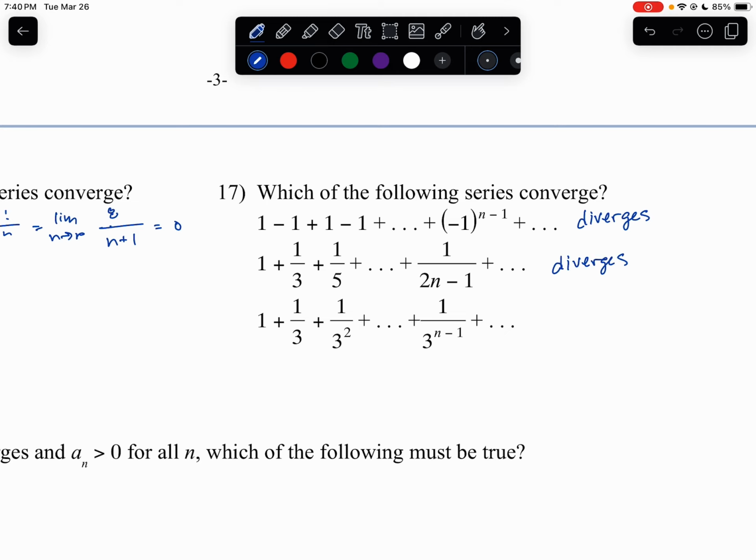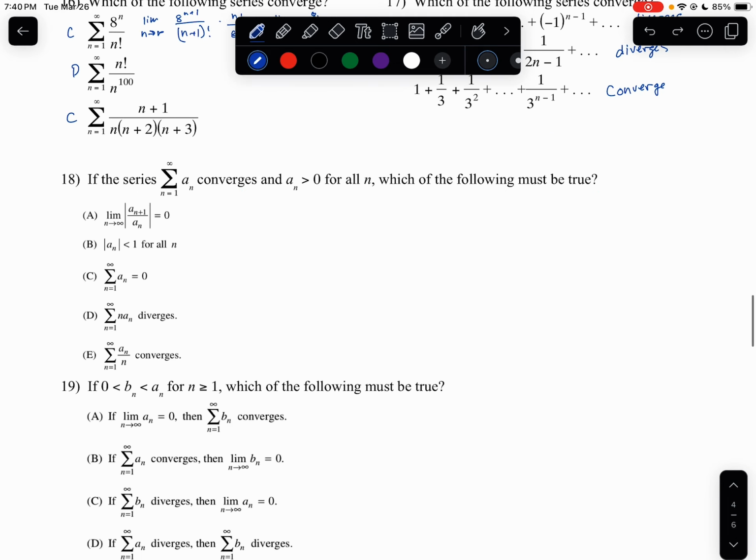This one right here, you can see that it's a geometric series, multiplying by 1/3, times 1/3, times 1/3, and so on and so forth. It's always multiplying by 1/3. That's a geometric series where the ratio is less than 1. This one's going to converge. Okay, there you go.